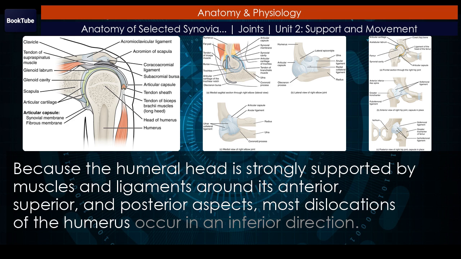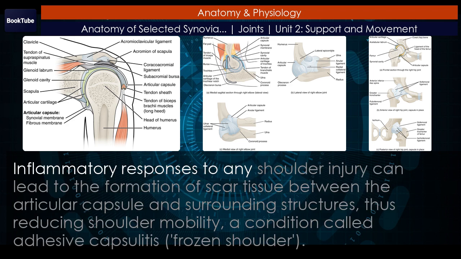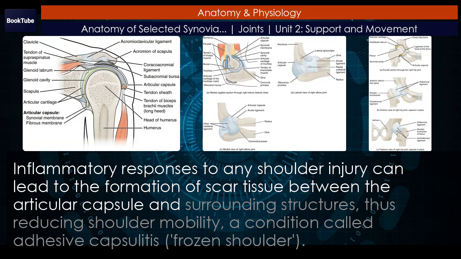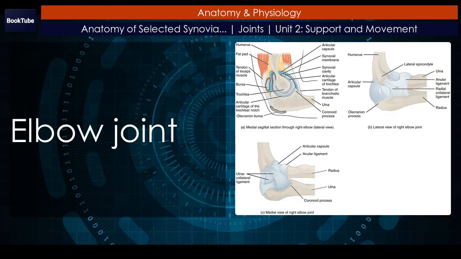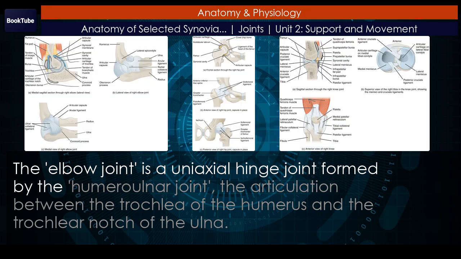most dislocations of the humerus occur in an inferior direction. This can occur when force is applied to the humerus when the upper limb is fully abducted, as when diving to catch a baseball and landing on your hand or elbow. Inflammatory responses to any shoulder injury can lead to the formation of scar tissue between the articular capsule and surrounding structures, thus reducing shoulder mobility. A condition called adhesive capsulitis, or frozen shoulder. Elbow joint. The elbow joint is a uniaxial hinge joint formed by the humeroulnar joint.